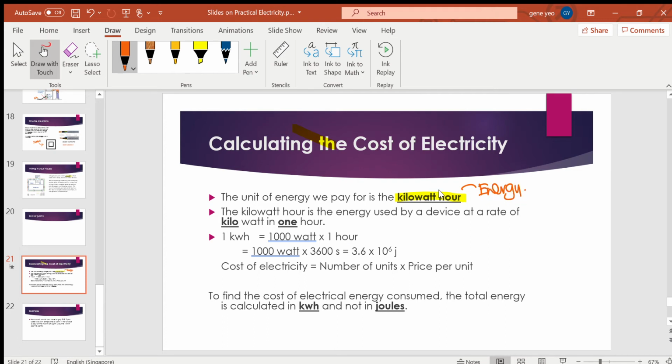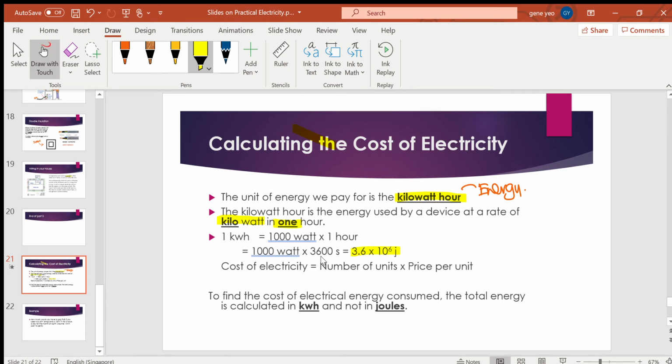So what does kilowatt hour actually mean? Kilowatt hour means 1 unit of electrical energy that PUB uses to charge us. That means in 1 hour we use energy at a rate of 1 kilowatt. So 1 kilowatt hour is the same thing as 3.6 megajoules. That's quite a lot of energy.